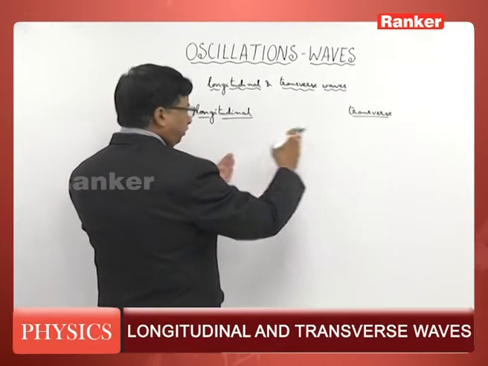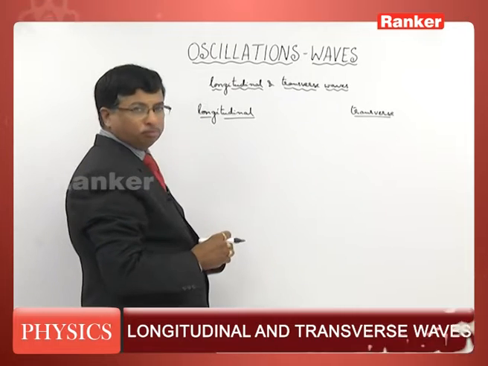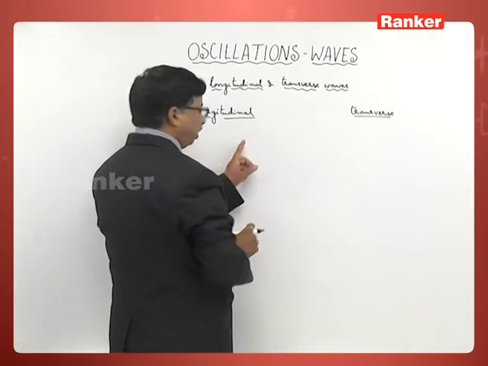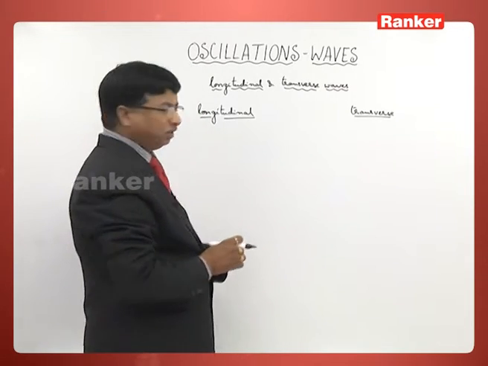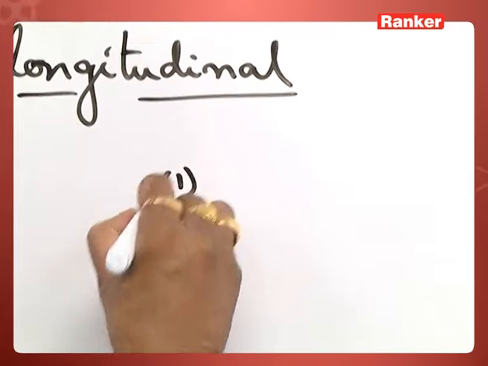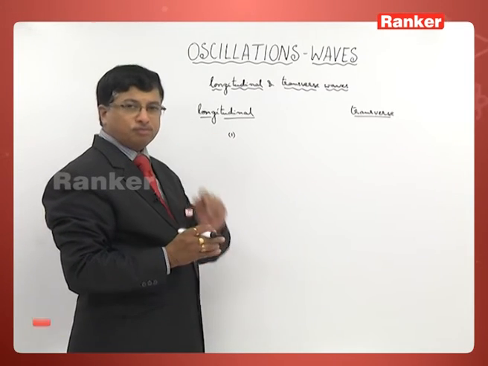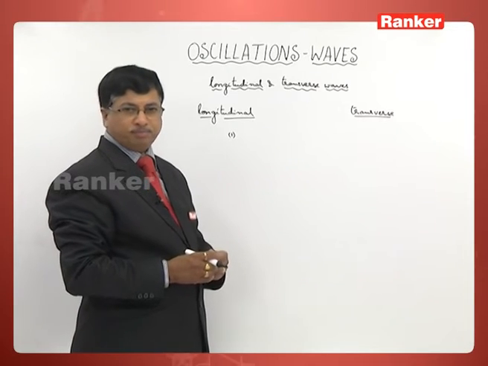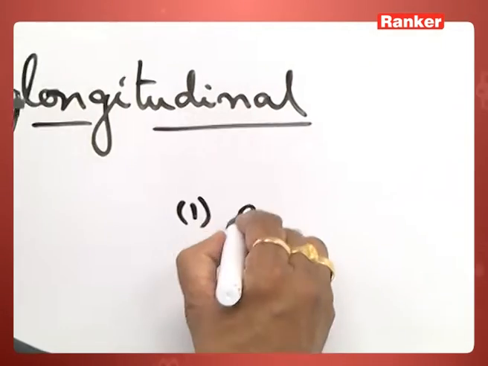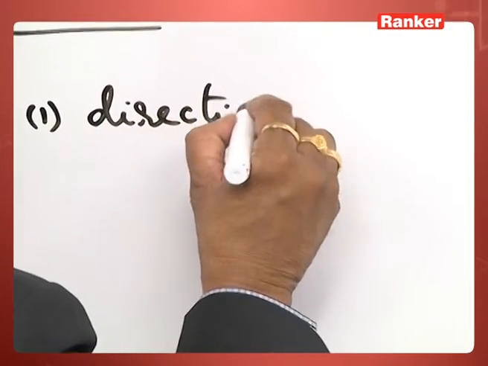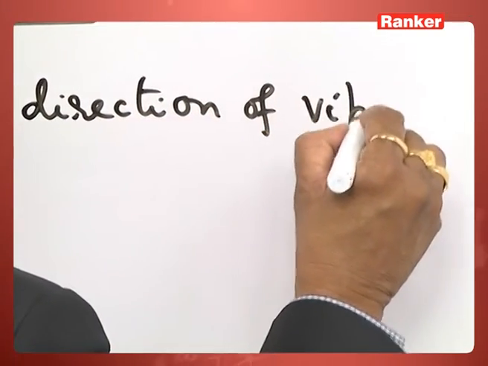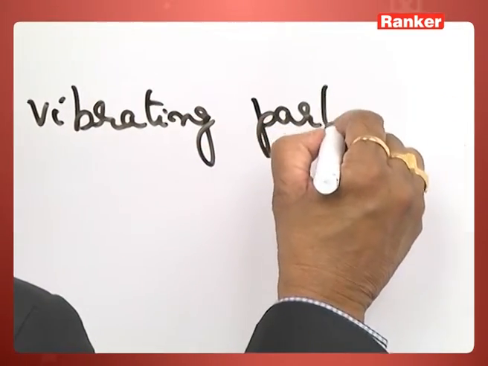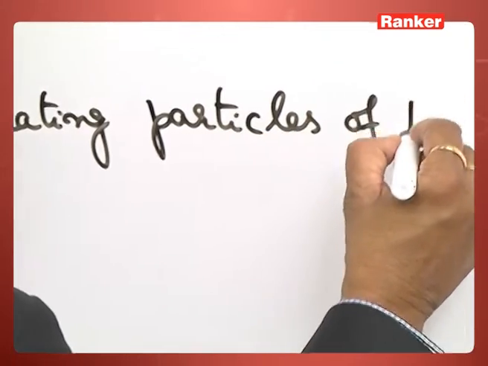Let us now take up the differences between these two types of waves. Whether a wave is longitudinal or transverse, the identification would be very simple. One needs to remember and identify two different directions to say whether the wave is longitudinal or transverse. The very first one is, what is the direction of vibrating particles of the medium?